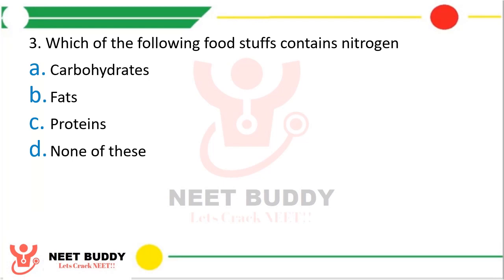Question number 3. Which of the following foodstuffs contains nitrogen? Option A, carbohydrate, option B, fats, option C, proteins, or option D, none of these. The correct answer is option C, that is proteins contain nitrogen.